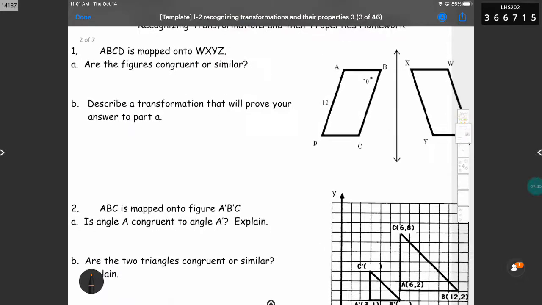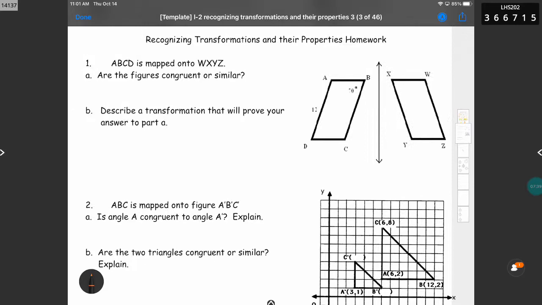All right, hey, listen up. Let's look at number 1. ABC is mapped onto WXYZ. Are the figures congruent or similar? These are congruent. It's just a reflection. So that's our answer to B.